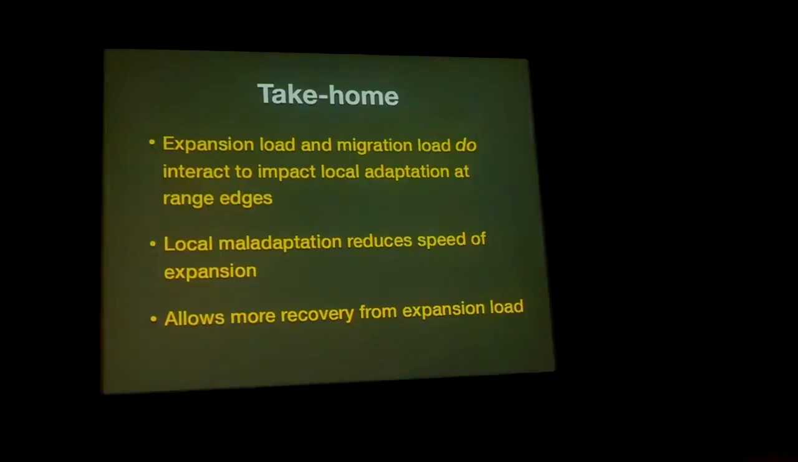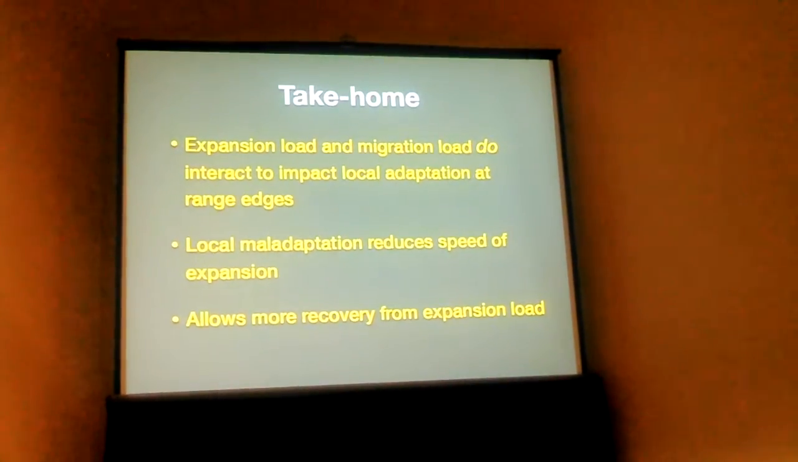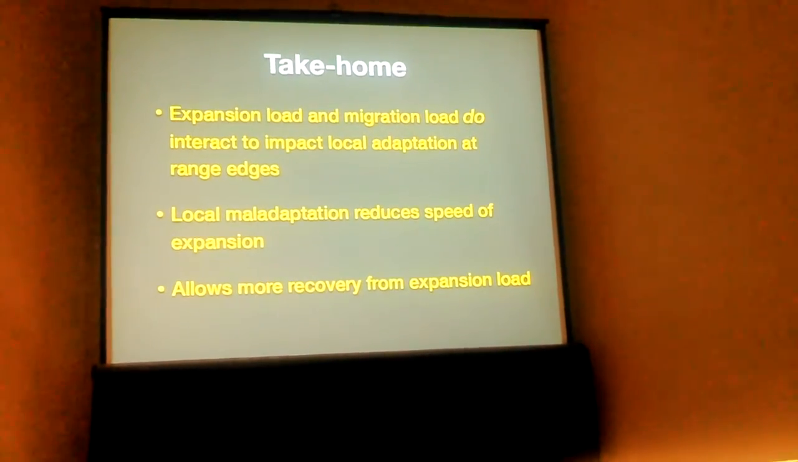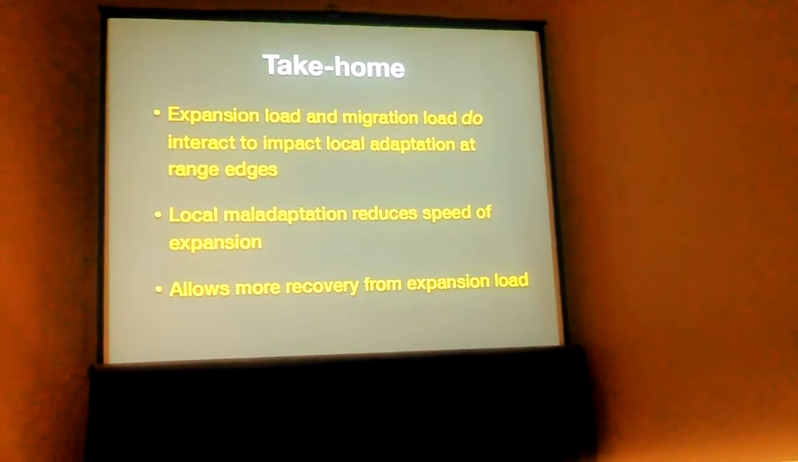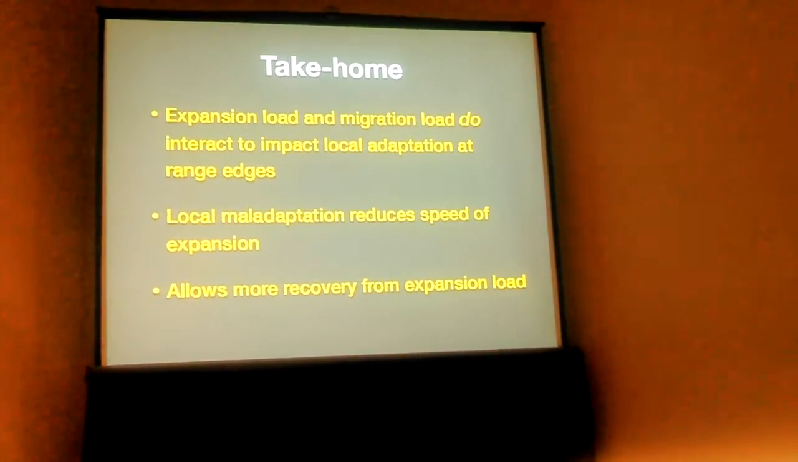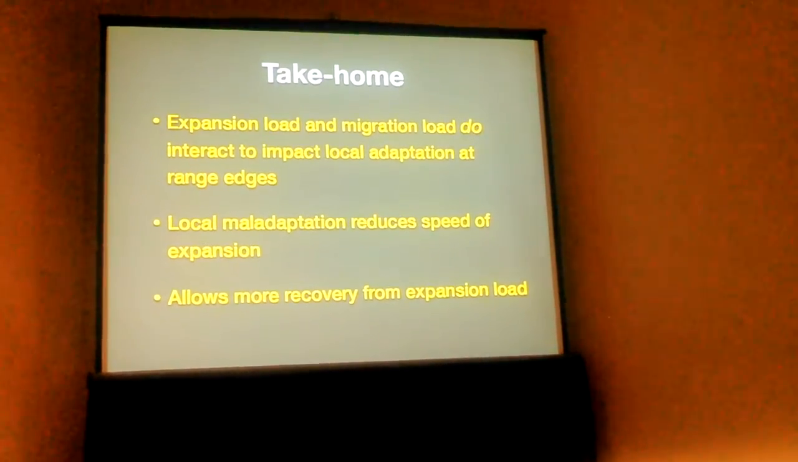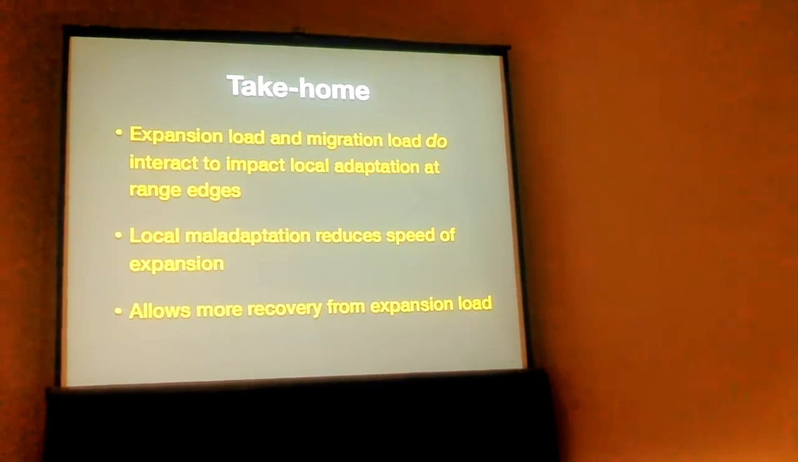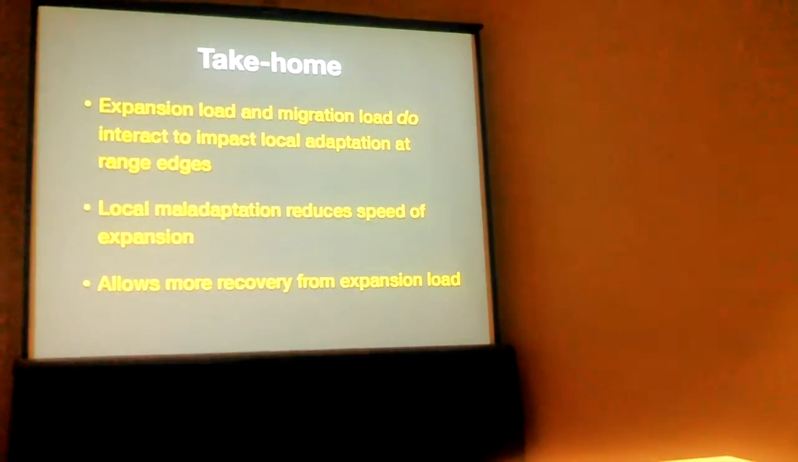So just to sum up, the take-home point is basically that expansion load and migration load do interact to impact local adaptation at the range edge. When you're more locally maladapted to an environmental gradient, this reduces the speed of expansion, and this slowed speed of expansion allows for more evolutionary rescue, more recovery from expansion load. So this might have implications for studies looking at expansion load in humans or other species as we look at range expansions happening in the future.